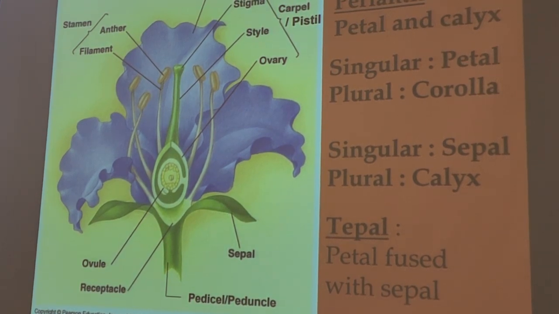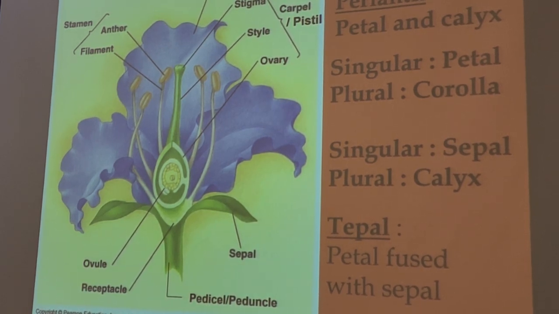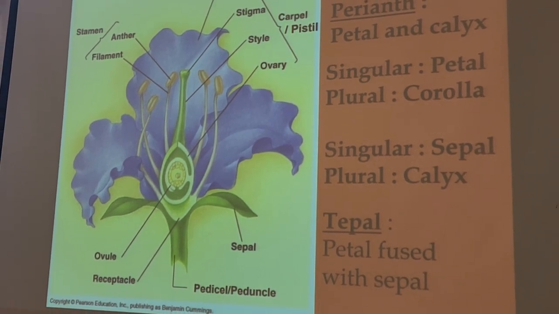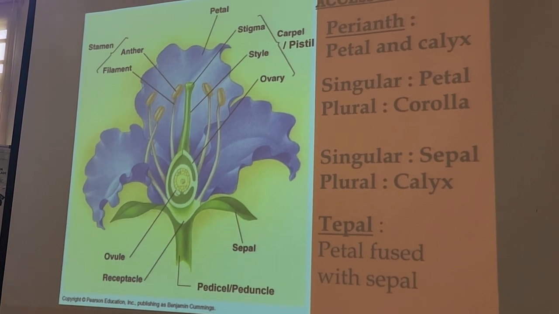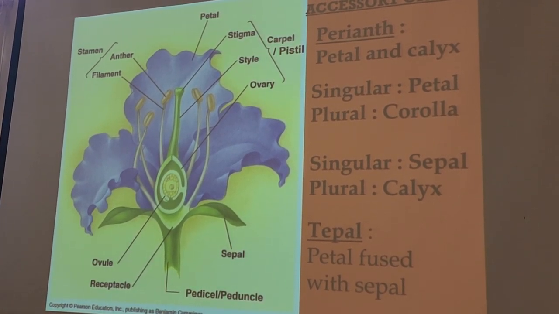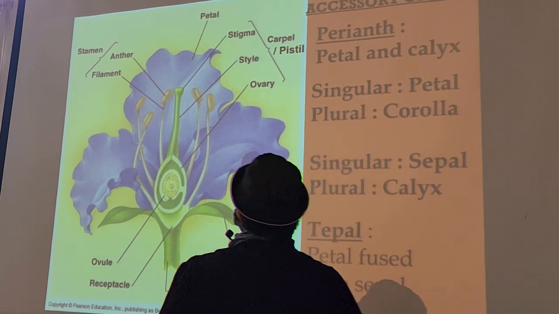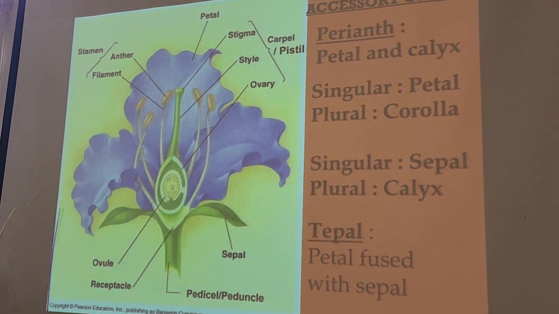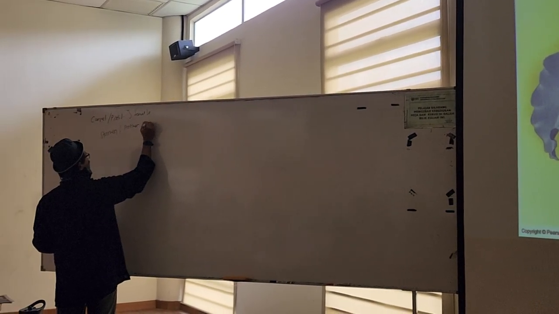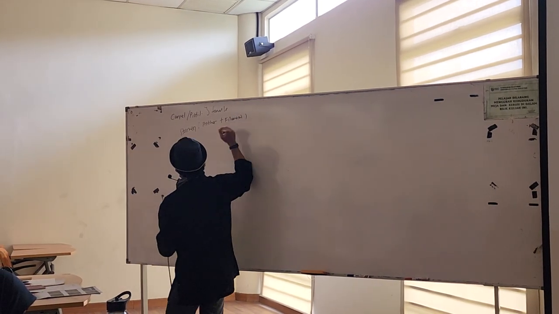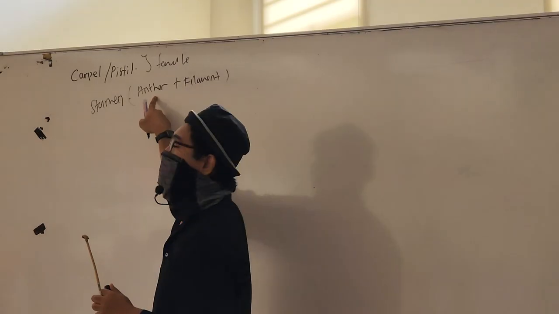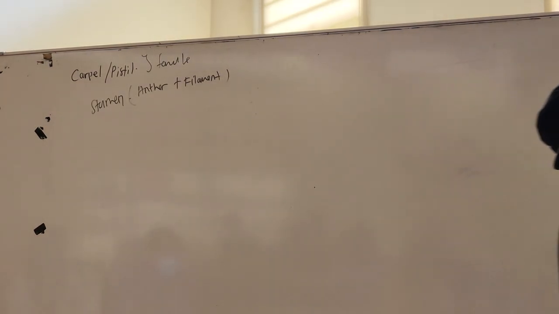I think you all should be very familiar with this structure by now. So, a regular or typical representation of a flower part. You have the carpel or the pistil right in the middle here. And then you have your stamen, which is anther plus filament. Filament is the structure that bears the anther. This guy here, the small tube here.